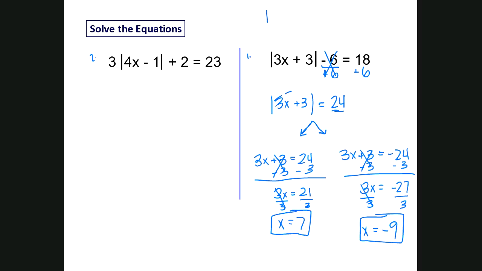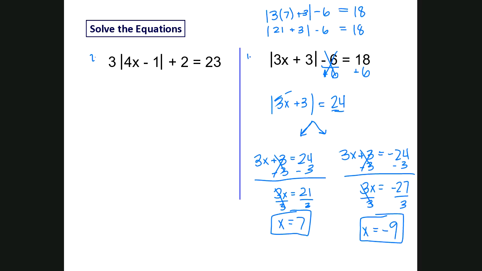So I can check the x equals 7 really fast. And then minus 6, and we want to make sure this equals 18. So you have the absolute value of 21 plus 3 minus 6. We want to make sure that's 18.